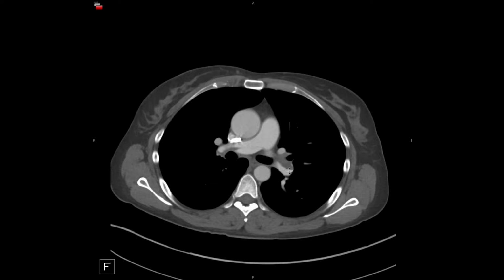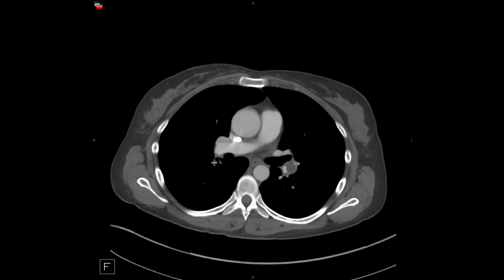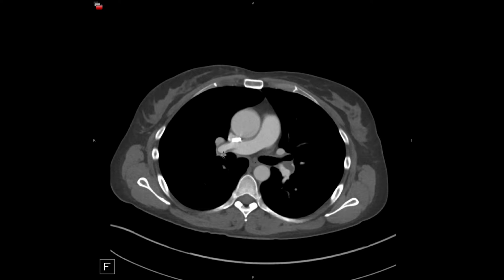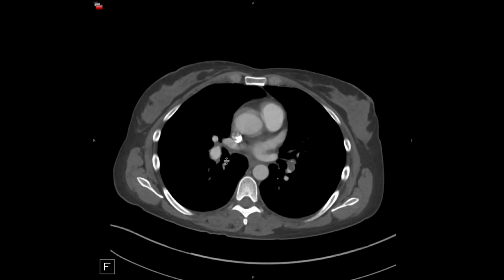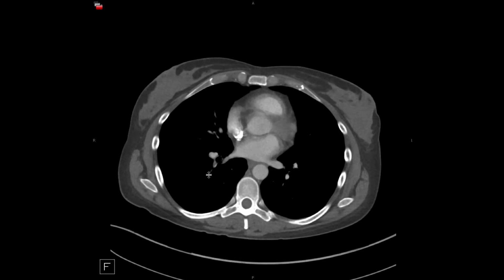The filling defects now are somewhat central, but a little bit more adherent to the walls. You can see here is some thrombus along the wall of this vessel here. Again, here we can see some thrombus along the wall. You can see the wall almost looks kind of irregular. It almost looks like atherosclerotic plaque, but it's simply resolving thrombus. You can see here in this posterior basal segmental artery that the artery is sort of partly occluded.